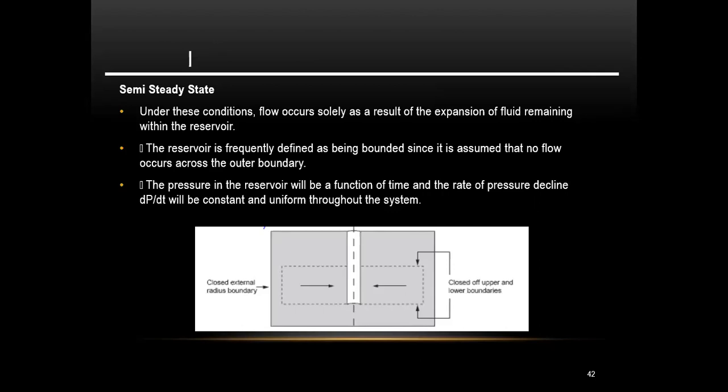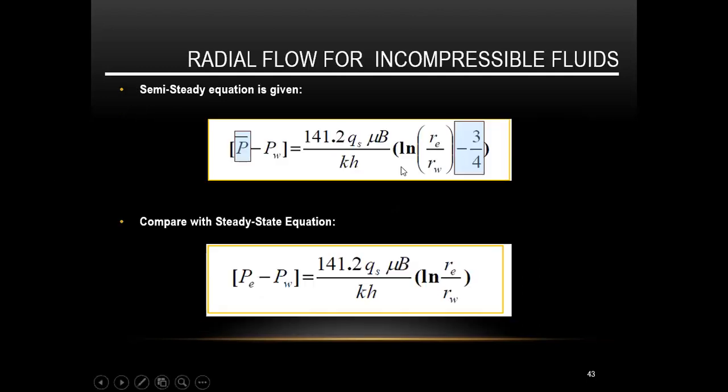Yes. So then this is the semi-steady state condition. Flow occurs solely as the result of expansion of fluid remaining within the reservoir. Expansion of fluid is only happening in the solution gas drive when the gas is coming out of solution below the bubble point. When the bubble point has been reached and the gas is coming out, then the pseudo steady state can be achieved.